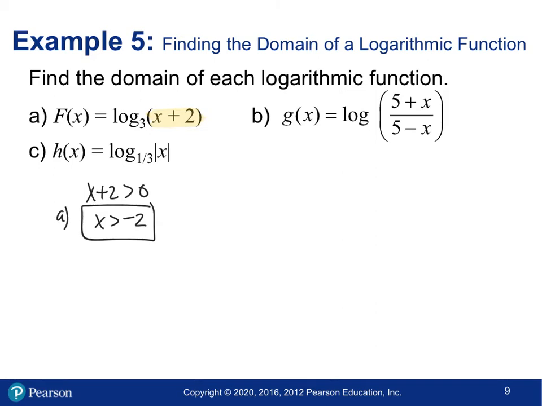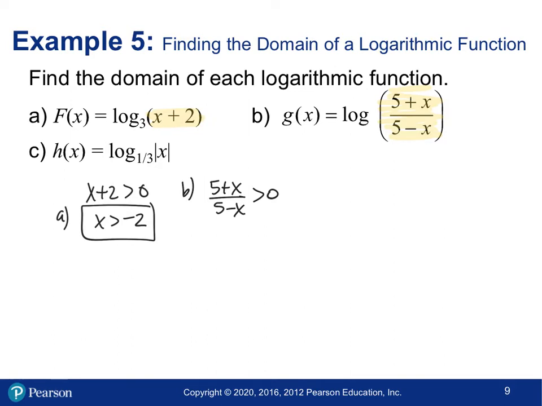Part B, same concept here. What's inside here would have to be greater than 0. You just got to remember how to work those rational expressions. Let's see if you remember. Okay, greater than 0.